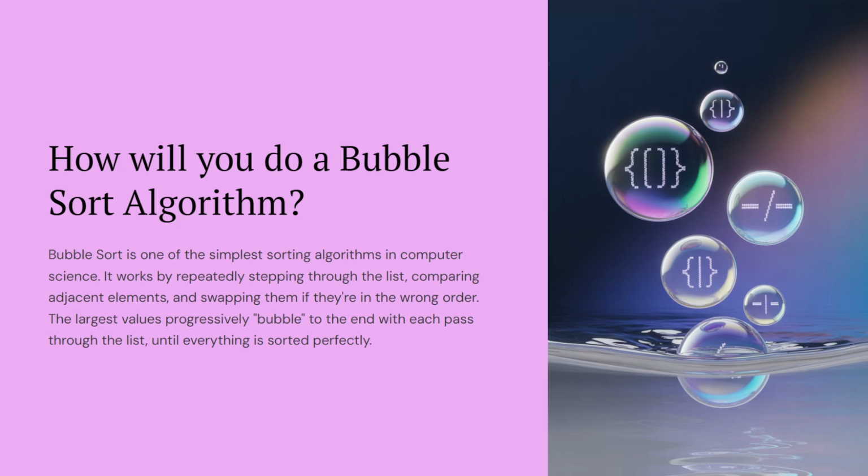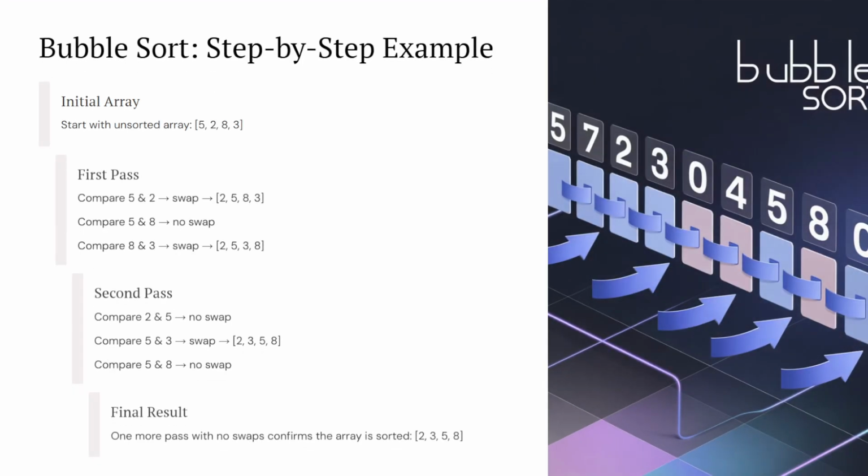So we'll look at some working practical examples of how they can be used. Okay, so a step-by-step bubble example is an initial array that will start with an unsorted array of 5, 2, 8, 3 in square brackets. Okay, so the first pass will compare 5 and 2 and then swap.